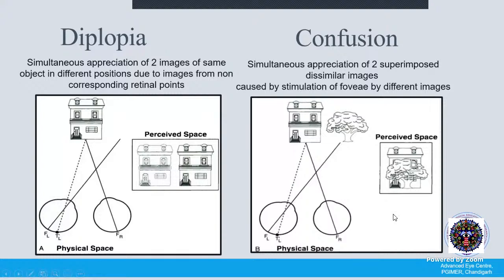two objects causing an overlapping of two images is known as confusion. So practically, diplopia is the most common adaptation that an adult mature visual system will show, and it will suppress one image so that we are not seeing two images. We'll suppress the fovea of one eye. In patients who have restricted fields, for example, patients who have very advanced glaucoma or tunnel vision, they will not be able to suppress the fovea of one eye because their field itself is restricted. Those are the few instances where they might see two dissimilar images, causing confusion.